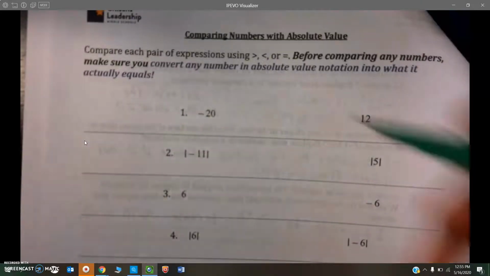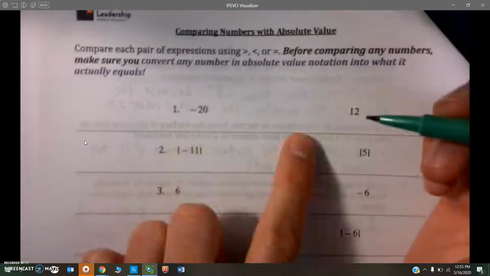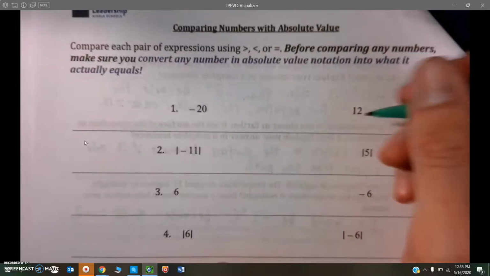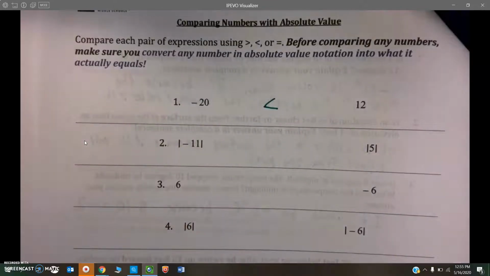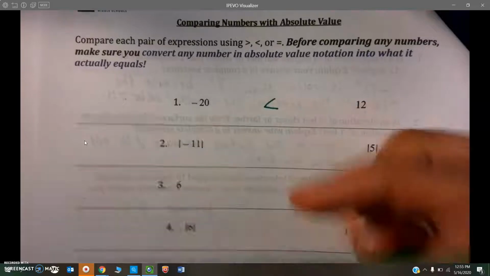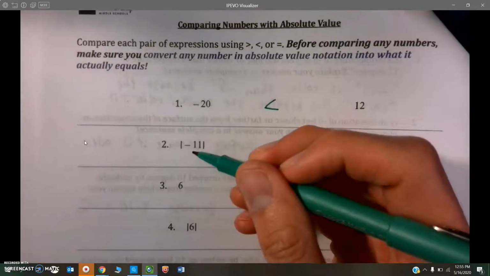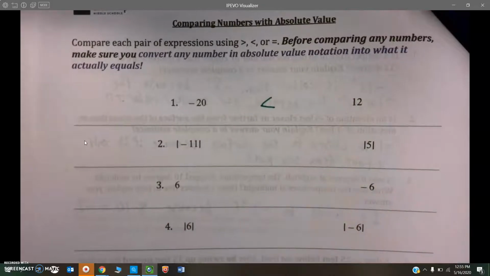And so, number 1, no absolute value. We've got negative 20 and 12. 12 is greater because positives are always greater than negatives. Now for number 2, we have 2 different absolute values. So we have the absolute value of negative 11 and the absolute value of 5.